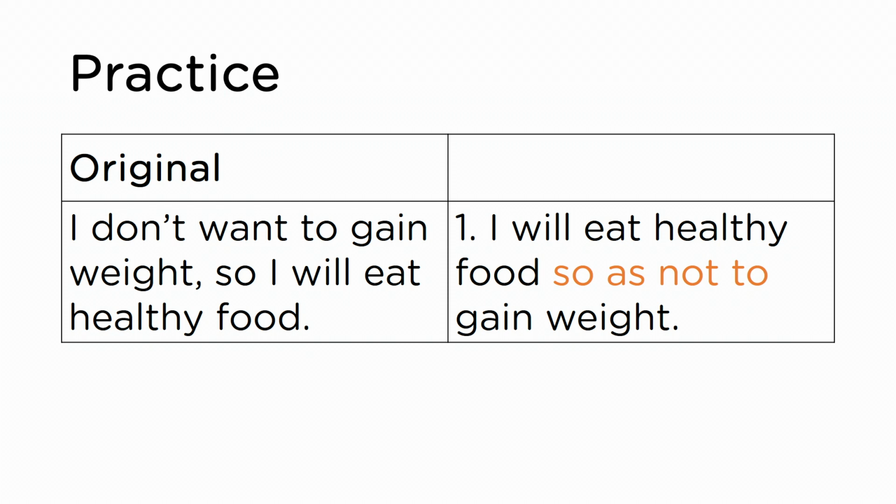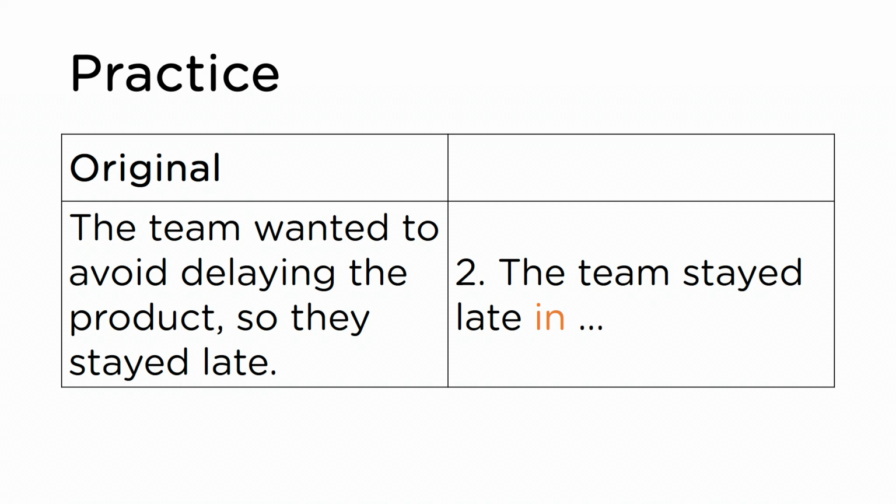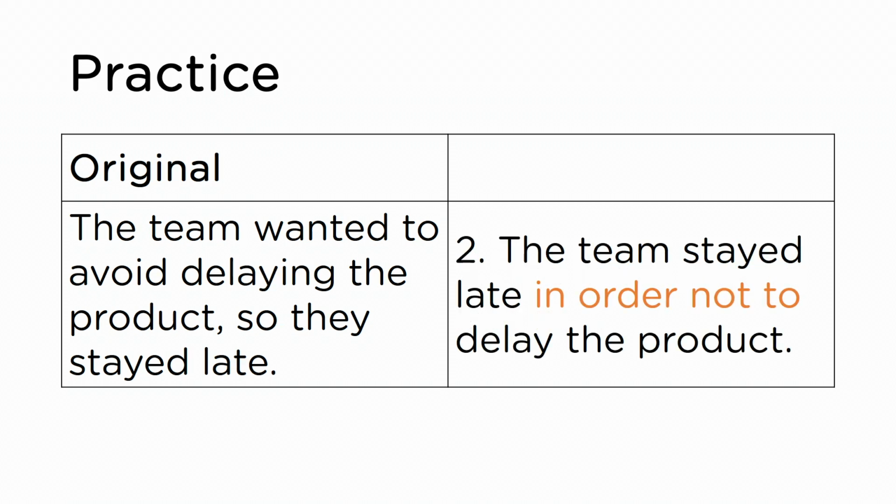Okay, how about our second practice sentence? So the team wanted to avoid delaying the product, so they stayed late. Okay, remember we're talking about something they want to avoid, a negative reason. So here the team stayed late in order not to delay the product. And again, so as not to is perfectly fine here.